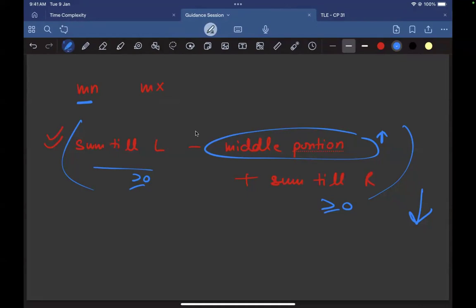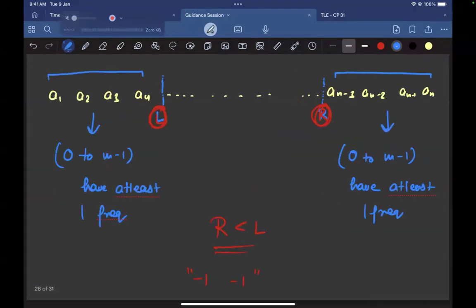Okay, fine. Yes. Clear. So if I have to figure out the lowest value right now, let's go back and see. This is the very start of L. You cannot take L before this. This is the very end of R. You cannot take R after this.